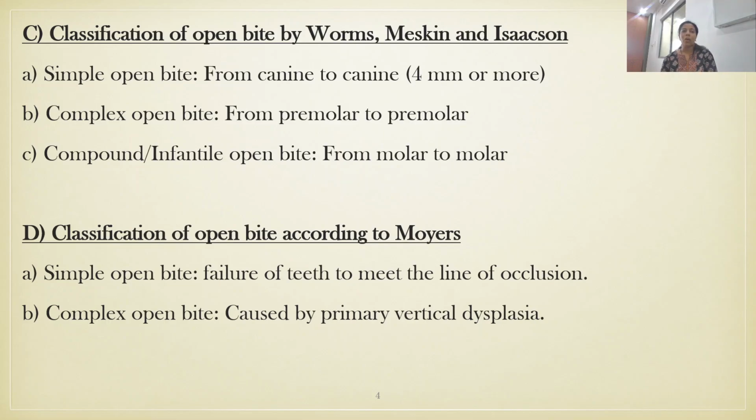And commonly the complex open bite and compound open bite have some skeletal component in that, and it is very difficult to treat complex and compound open bite. And it's also known as infantile open bite because it is due to a retained habit, or infantile open bite is due to a habit. Classification of open bite according to Moyers, which is again as simple open bite and complex open bite. And in simple open bite, there is failure of teeth to meet the line of occlusion. And in complex open bite, which is caused primarily by the vertical dysplasia.